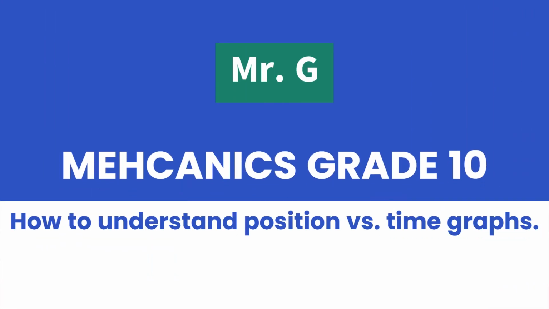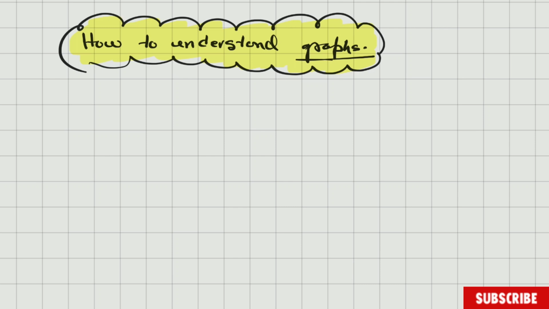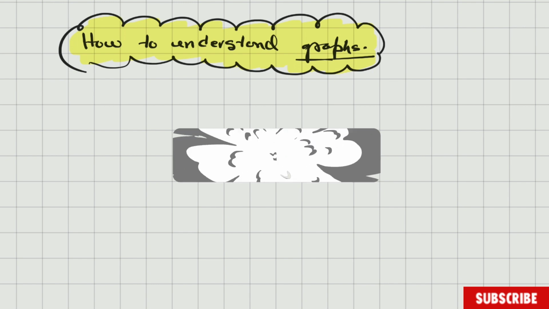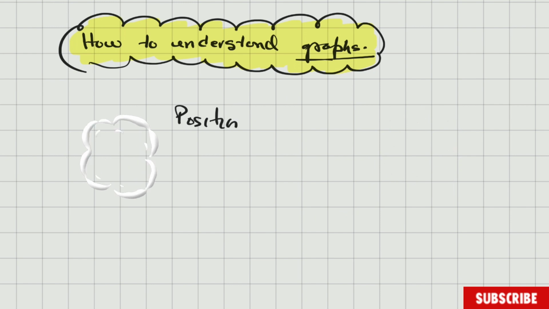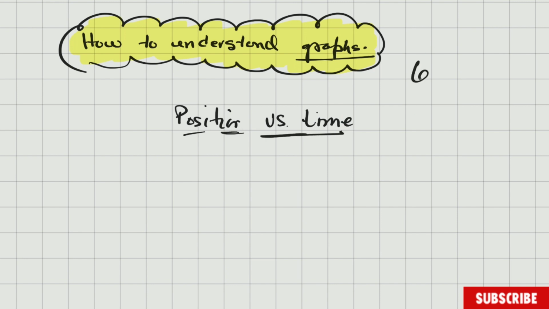This time we're going to be doing a video, as requested, of how to understand a graph. We're going to do one video for position versus time. This one is mostly for grade 10, which is what the learners are doing in grade 10, but applicable to all the grades, because everyone sometimes is going to do graphs. So in this video, we're going to focus on position versus time.